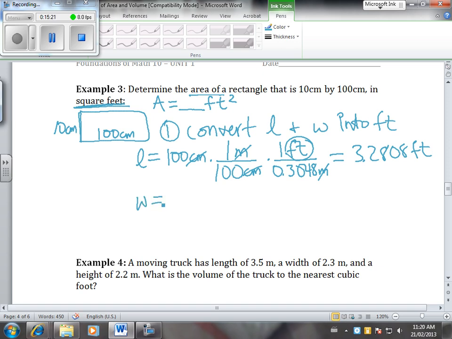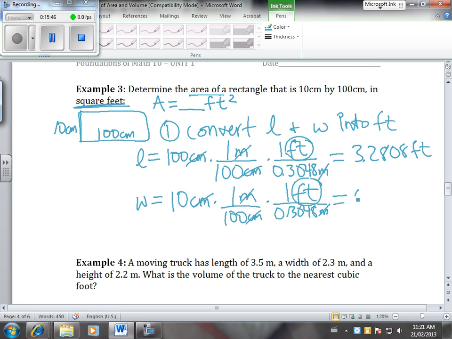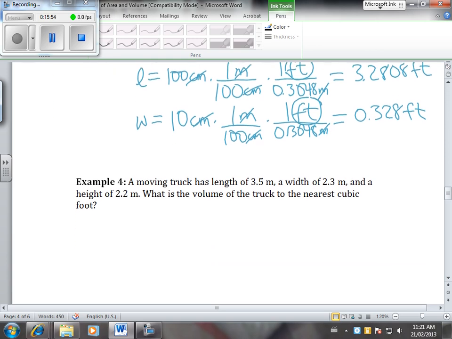Then we have width, and we have 10 centimeters. Again, we'll go from meters to feet. In 1 meter, there are 100 centimeters. Now I can cross out my centimeters. And in 1 foot, we can use the same conversion, there's 0.3048 meters. My meters cancel out, my centimeters cancel out. Now I just have feet. So I have 0.328 feet. Okay, so now I've converted, and now the second thing we do is find area.